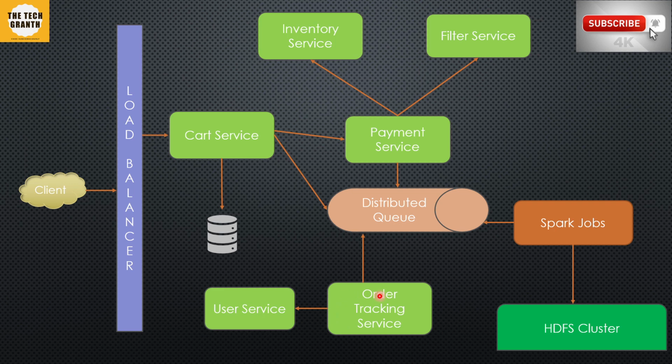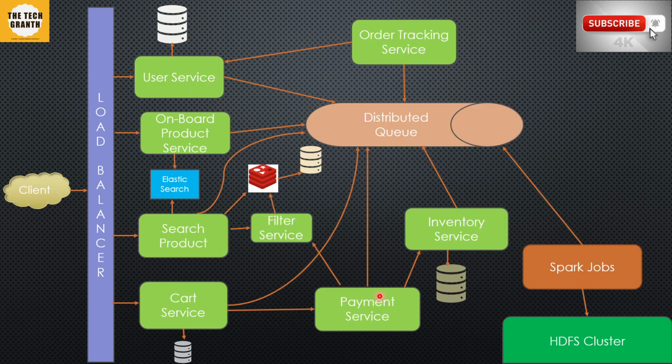So this is how I have designed the cart service and the payment service, and the overall picture will look something like this. When everything comes together, we have the user service, onboarding service, the search service, cart service, the filter service, the payment and inventory, and also the order tracking service. So this is how I came up with a very high level design of the backend for any e-commerce website.